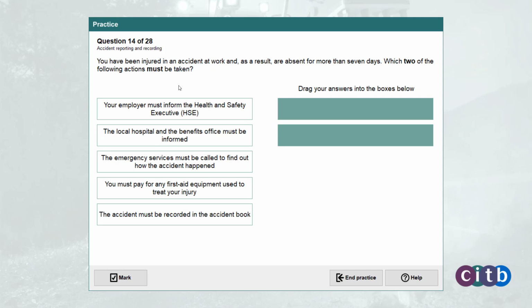You have been injured in an accident at work and, as a result, are absent for more than 7 days. Which two of the following actions must be taken? Your employer must inform the Health and Safety Executive, HSE. The local hospital and the benefits office must be informed. The emergency services must be called to find out how the accident happened. You must pay for any first aid equipment used to treat your injury. The accident must be recorded in the accident book.